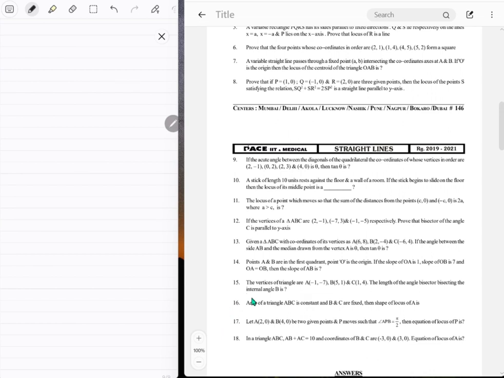Question number 16. The area of triangle ABC is constant and B and C are fixed. What is the shape of the locus of A? Area is constant. Well, it's just a line. We just know this. Because if B and C are fixed, this base is fixed and this height must also be the same all the time. And that means it's just along this parallel. Can't ever go out of it. So it's a line. That's what it is.